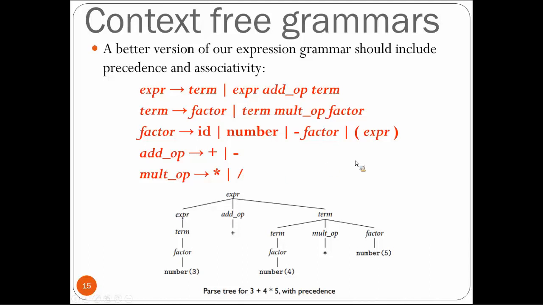Now if we give a string, like for instance 3 plus 4 multiplied with 5, there is a single parse tree, a single derivation for that specific string. An expression is an expression, add operation, term, the only way that we can parse that string from the root symbol expression. An expression could be a term, could be a factor, which is the number 3. The add operator is plus. The term is a term multiplied with a factor. The term is a factor, which is the number 4. The multiplication operator is multiplication, and the factor is the number 5. There is only one parse tree for such arithmetical operations, and that's exactly what we want.